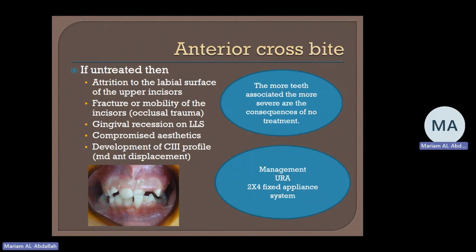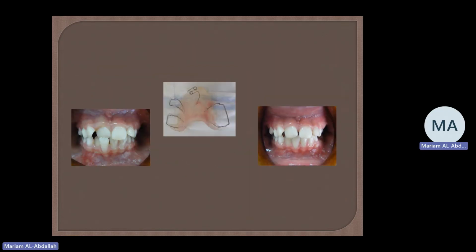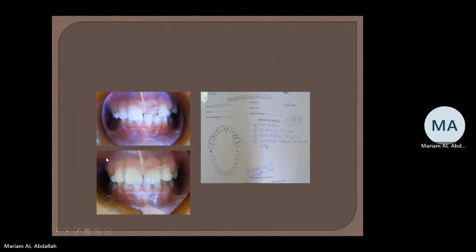If I have, in addition to the crossbite, some rotation or malalignment of the incisors, then I can use the 2x4 system. The 2x4 system is a fixed appliance system. So this is a patient with a crossbite on the upper right central incisor. As you can see, we use a Z-spring of 0.5 millimeter stainless steel wire, enough retentive components, and a posterior bite plane in order to just disocclude the teeth.